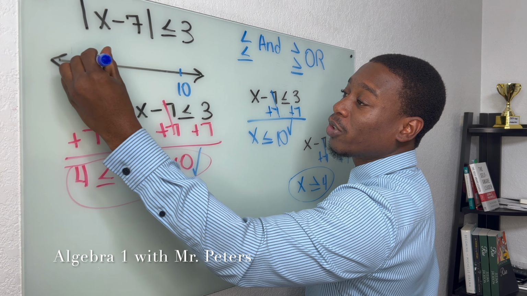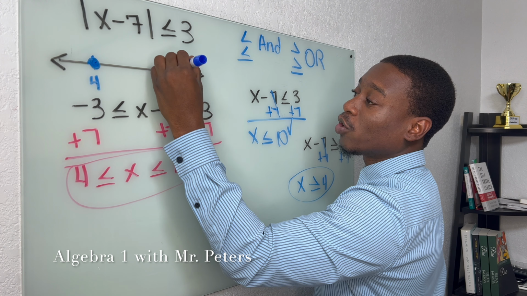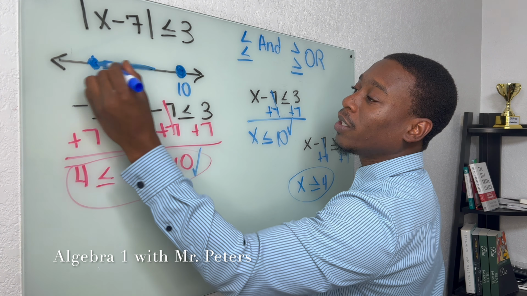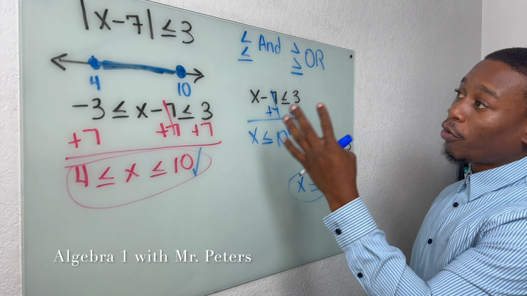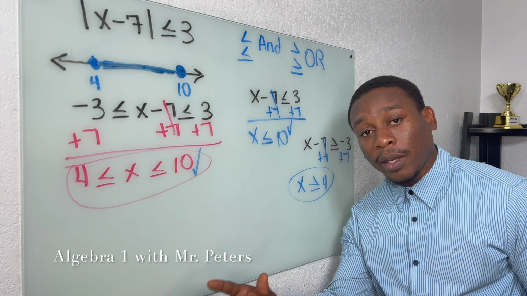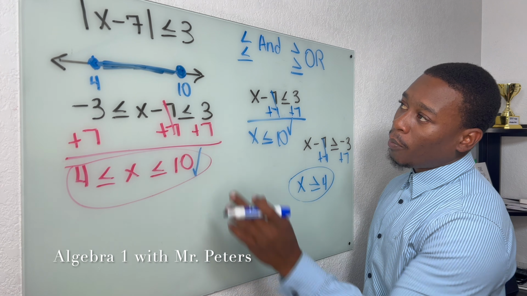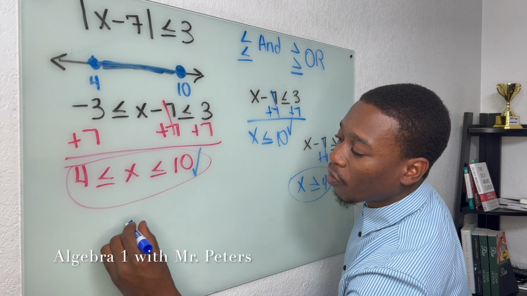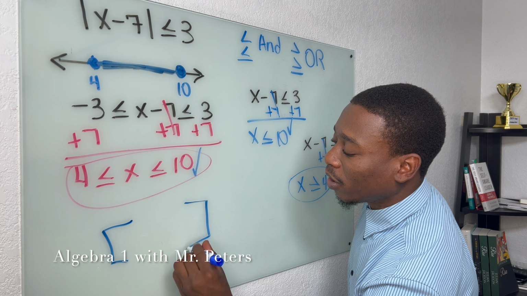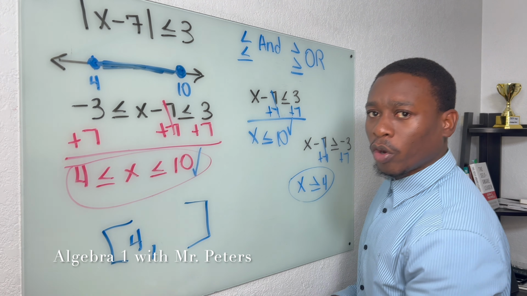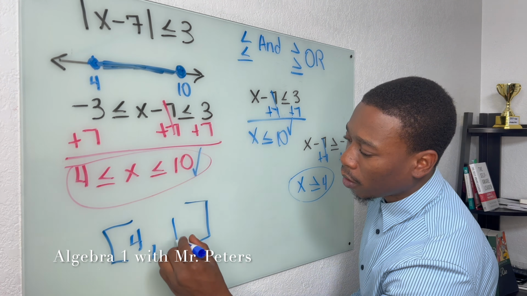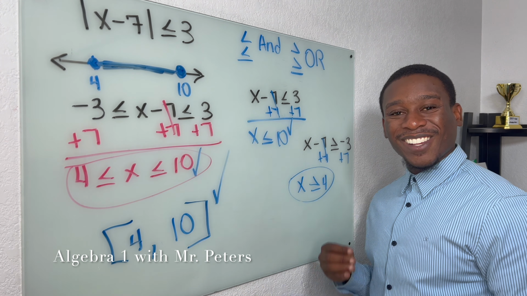All right, so it's going to be a closed circle because it's or equal to, and we know and inequalities run towards each other. So this would be the answer for this problem. When we do the interval notation now, because it's or equal to, we're going to have a bracket around both of these numbers. Where does the graph start? 4. And where does it go up until? 10. And that is our answer.